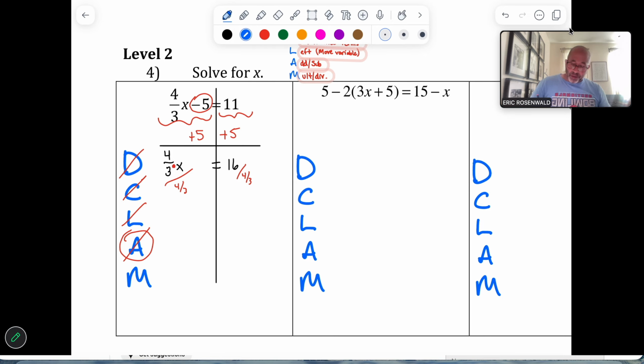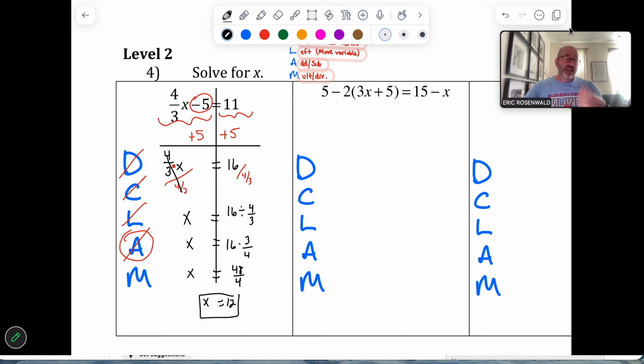Well, what ends up happening is on this left side, these will cancel, leaving me with an x. But on the right side, we did this before. We talked about the idea of keep, change, flip. That 16 divided by 4/3 is like doing 16 times 3/4, which if we multiply this out is 48 divided by 4, which means that x is going to equal 12.